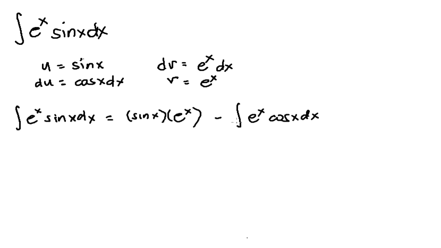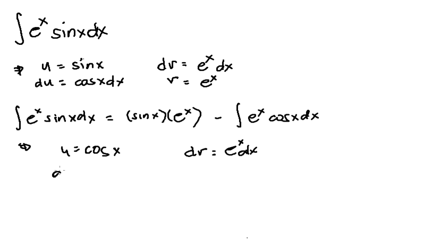So let's try again to integrate this part using integration by parts. Let's assign once again our u. This time, let's make u cosine x. Then our dv is the same, e to the x dx.